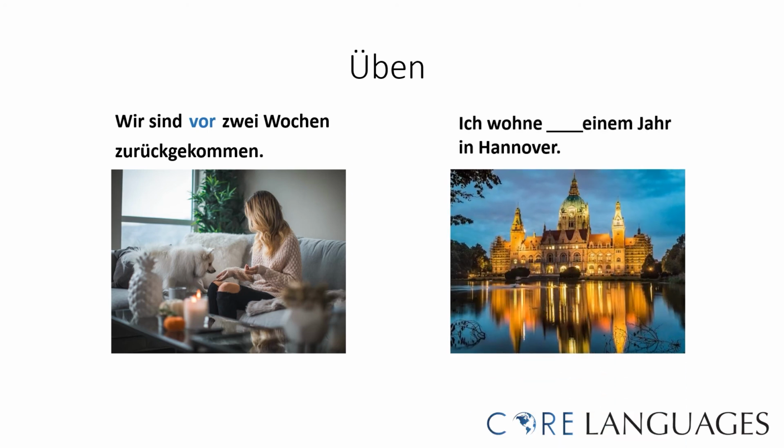Ich wohne einem Jahr in Hannover. The correct preposition is seit. Ich wohne seit einem Jahr in Hannover. I've been living in Hanover for a year. And how about these two examples?